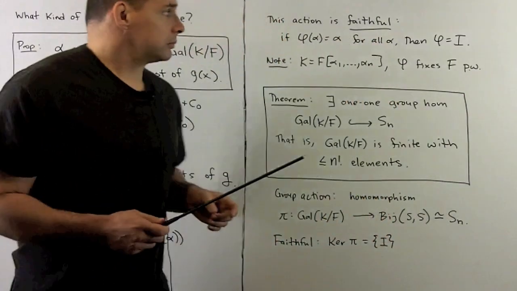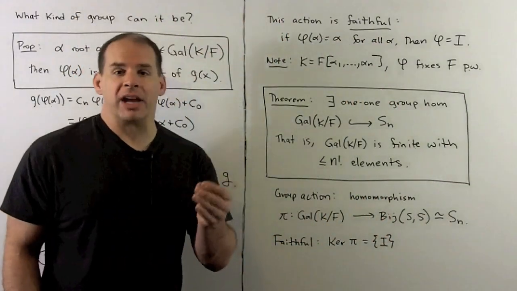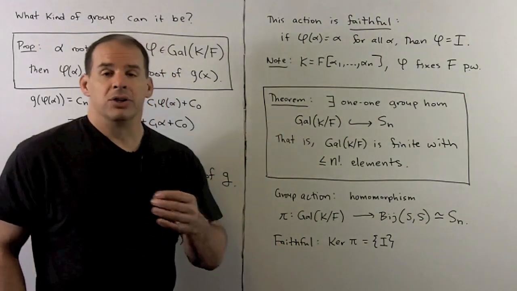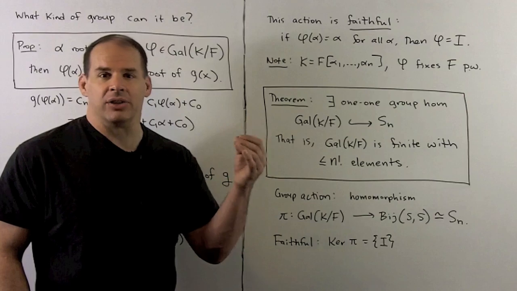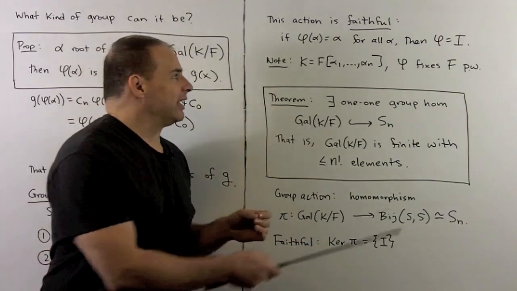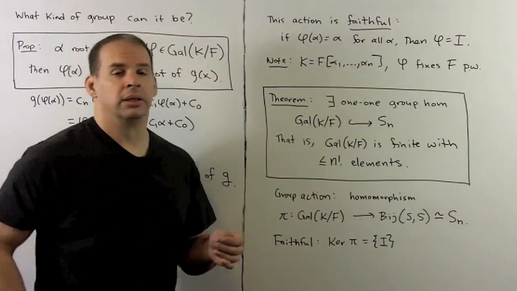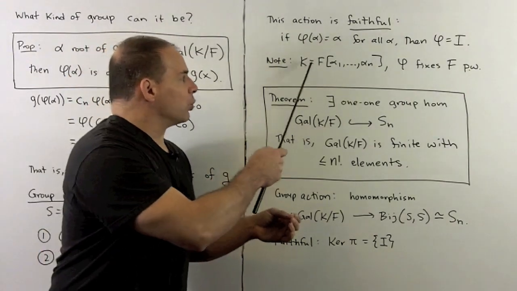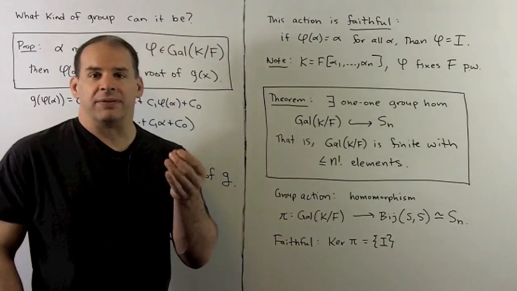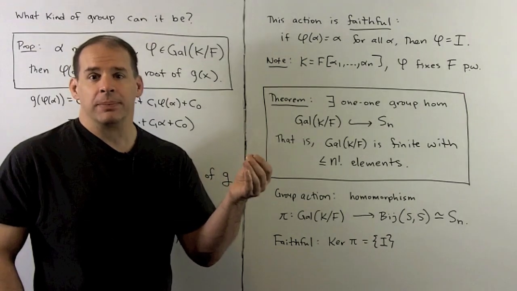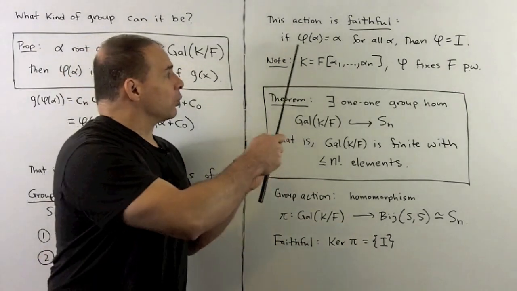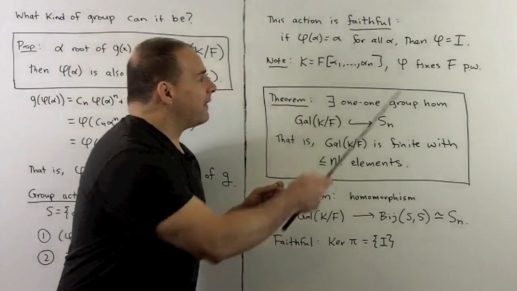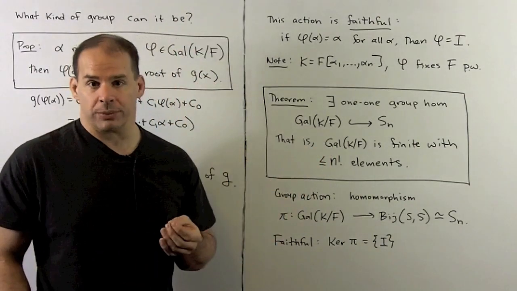Now, that means we have a group action on a finite set, but even better, this action is faithful. So if I have a group element that acts as the identity on the set, it must be the identity element of the group. To see this, I can write K as F adjoin the roots of g. By definition, phi fixes F pointwise. So if it fixes the roots of g pointwise, everything's fixed pointwise, and phi must be the identity automorphism on K.